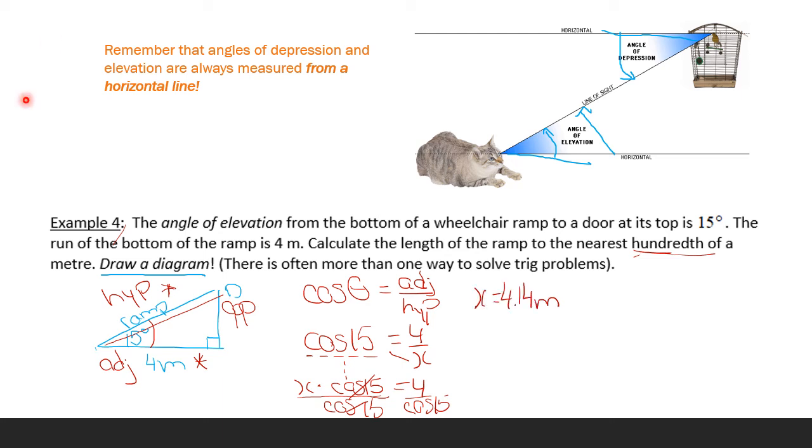So we get an answer of x equals 4.14 meters. If you read the question here, it says there's often more than one way to solve trig problems. So this could have been done with everything you know from grade 10. It's just a grade 10 question, right? So I'm going to show you another way to solve the same question, and it uses our new material.